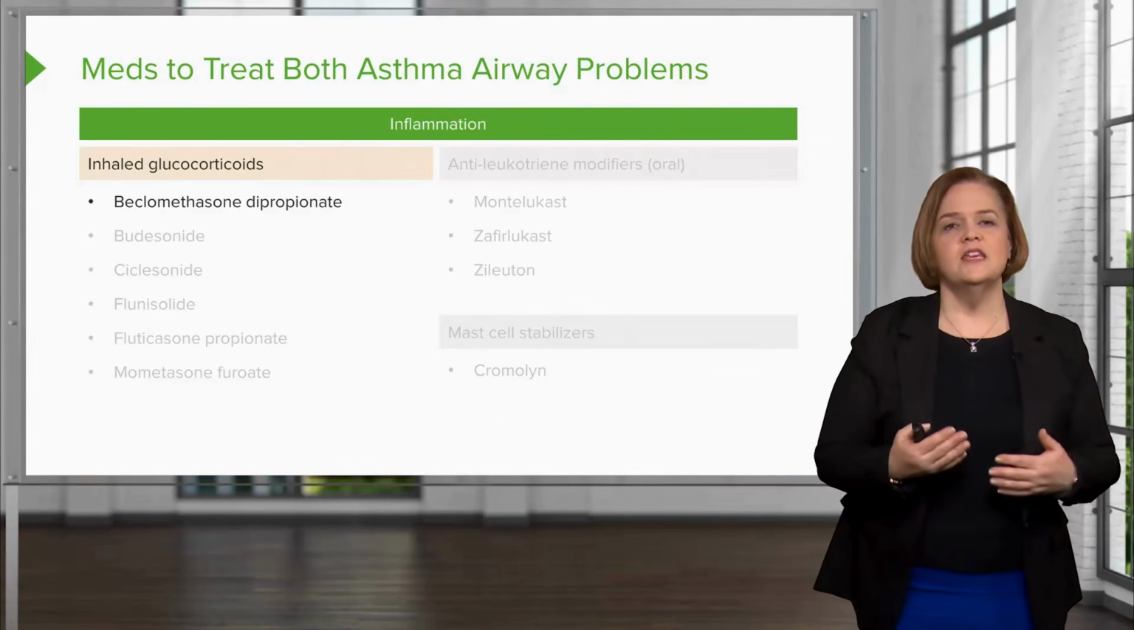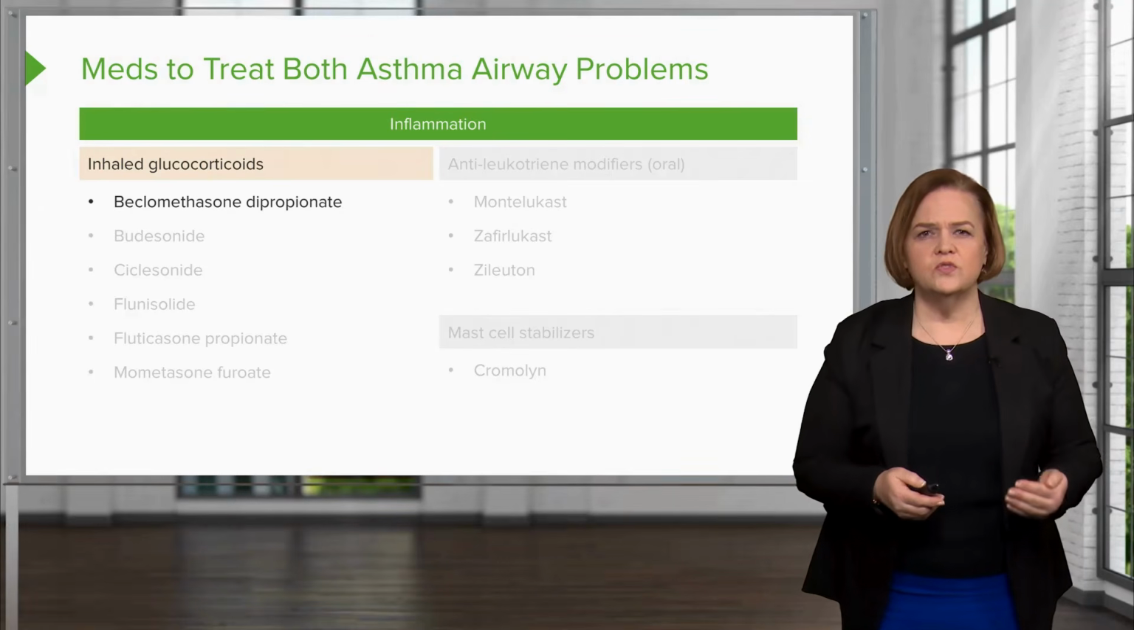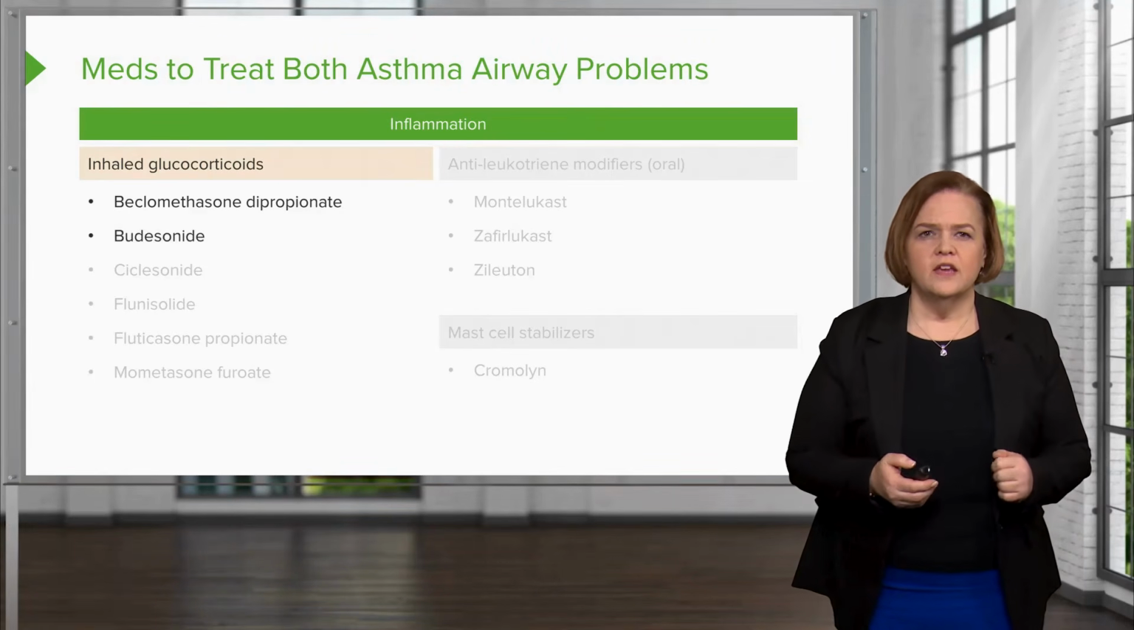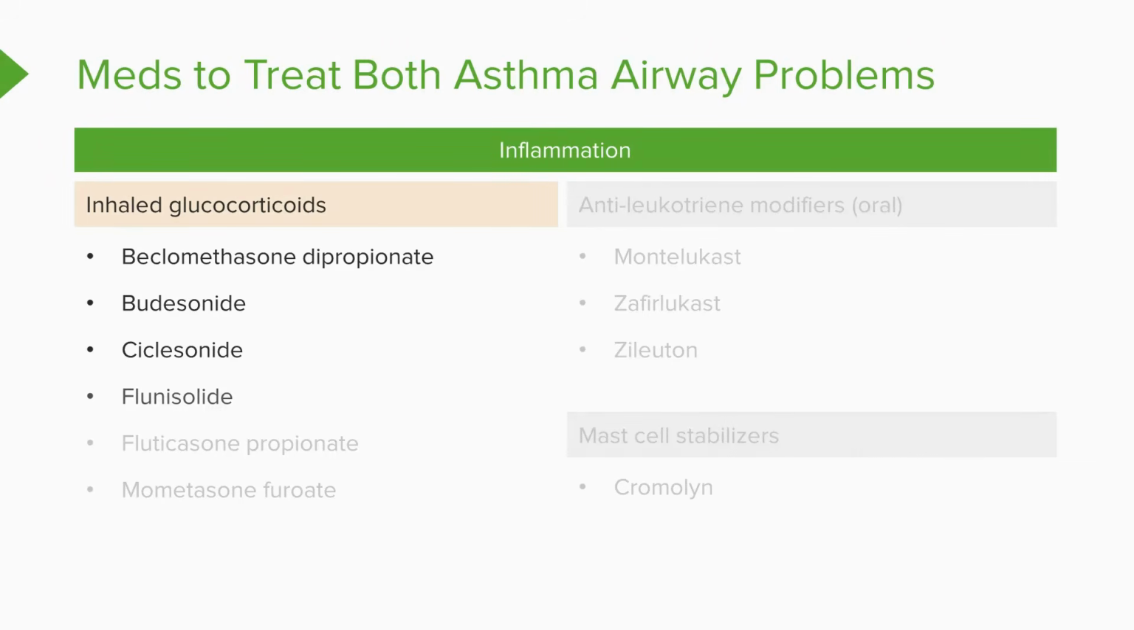Okay, now let's look at the inflammatory meds. You're going to inhale glucocorticoids like beclomethasone dipropionate. You've got, look at this one, budesonide. Then you've got ciclesonide. So start to look for a common theme in these medications. They end in SONE or NIDE. Those are the inhaled glucocorticoids.